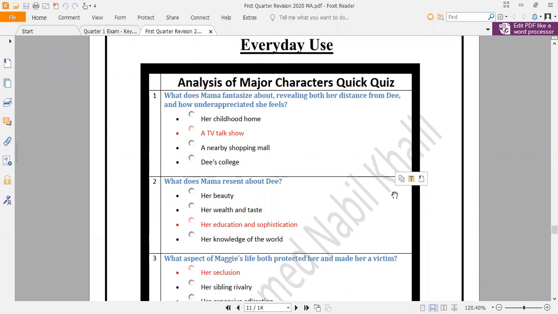What does Mama fantasize about, revealing both her distance from Dee and how underappreciated she feels? A TV talk show. We know at the beginning of the story that Mama keeps fantasizing about a TV show where she would have a reunion, such as those presented on TV shows, with her own 2 daughters.